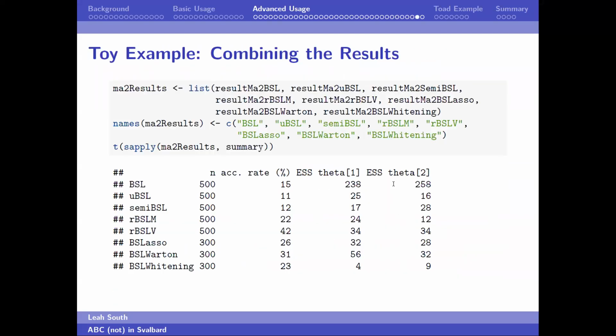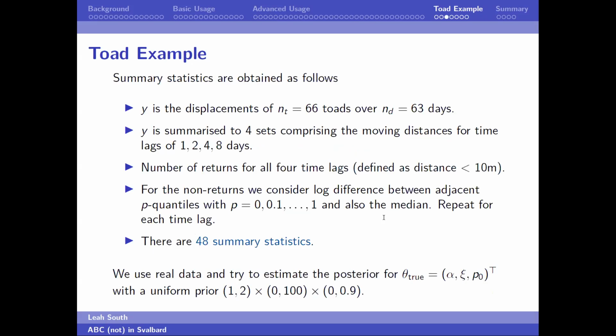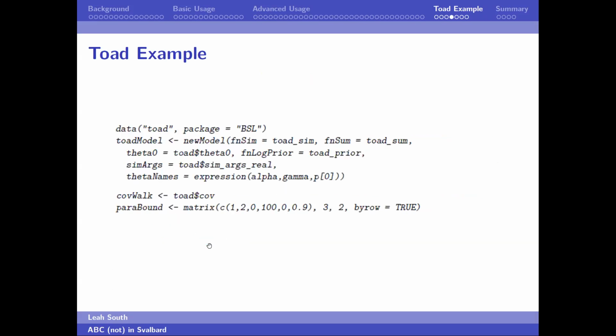I'm going to skip straight to the toad example. This is another example, an individual-based model for the movement of Fowler's toads. The model assumes that toads take refuge during the day and forage throughout the night. We've got an alpha-stable distribution with parameters alpha and epsilon, and we're trying to estimate those. We've got 48 summary statistics, which is a little too high to handle for standard ABC methods.